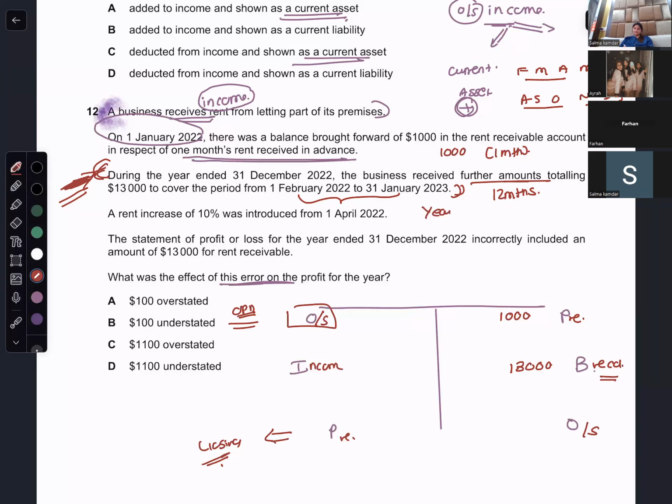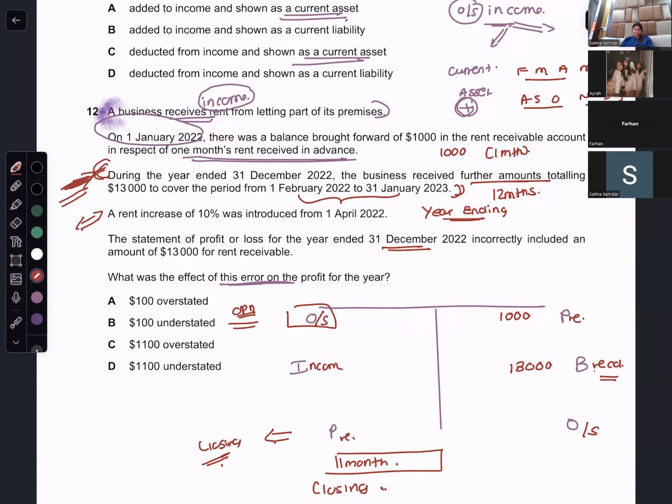The year is ending on 31st December 2022. So that means there is a closing prepaid of 1 month, right? Okay, fine. Now read ahead.